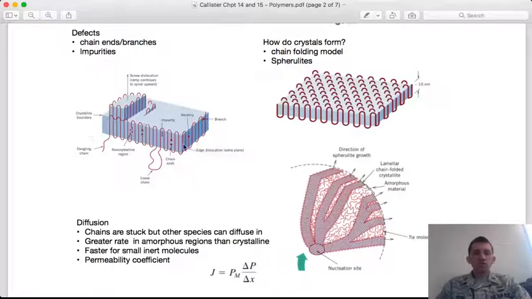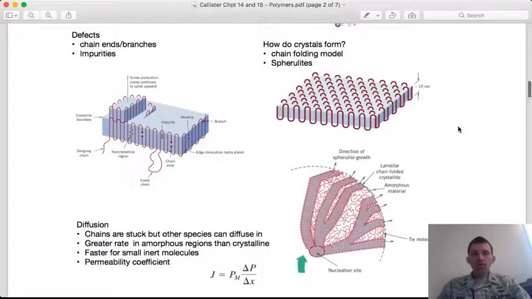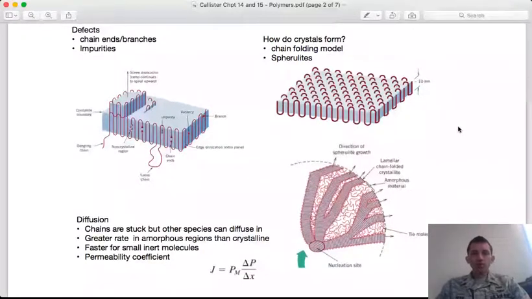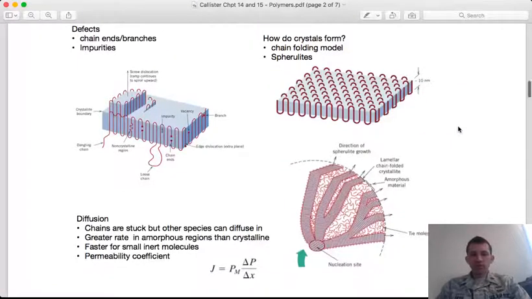So most of the defects that you can think of occur from the fact that we have a polymer chain that is basically looped back and forth to create a crystal. And when you form a crystal on a macromolecular scale, they fold up in two main ways.